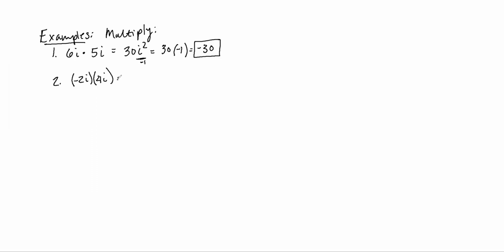-2 times 4 is -8. i times i is i squared. And then same thing, let's replace this i squared with a -1. So we have -8 times -1, which gives us a +8.